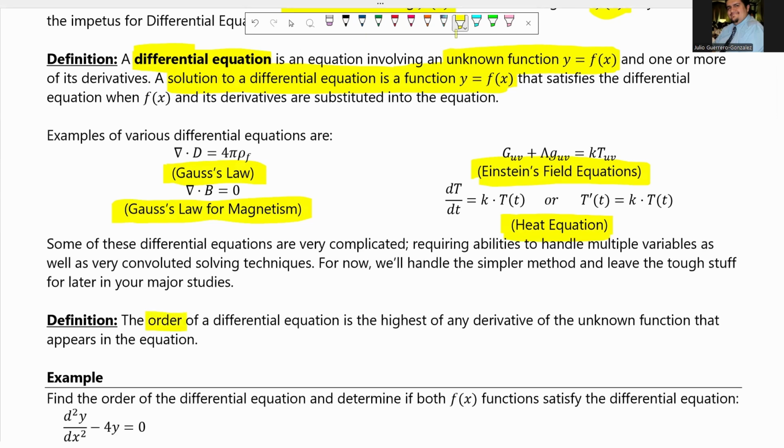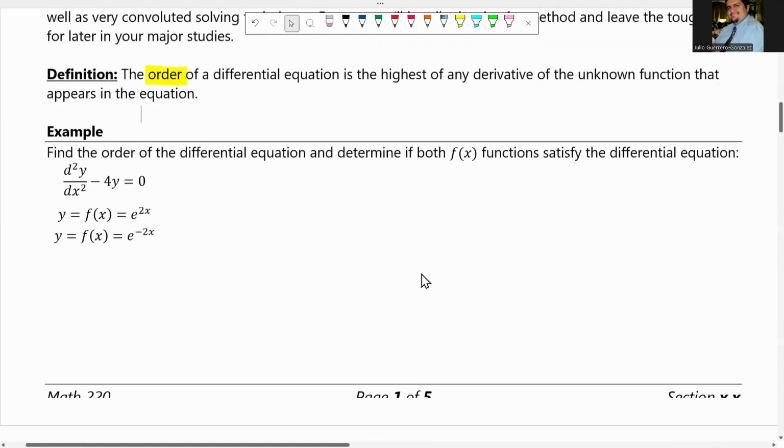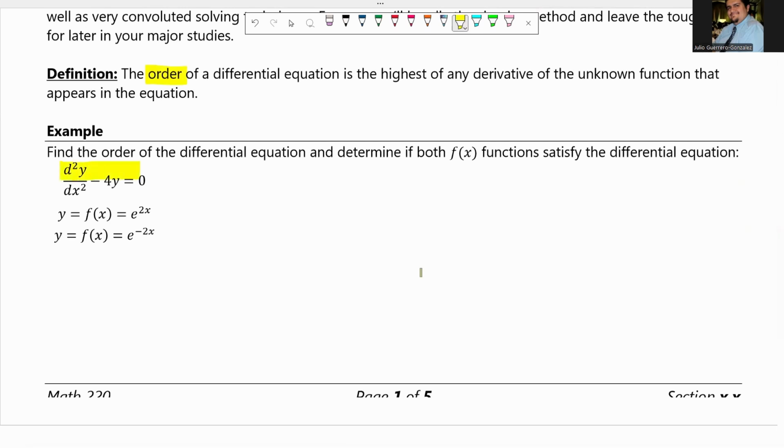The order of a differential equation is the highest of any derivatives that you see in the differential equation itself. To give you an idea, let's say I had this differential equation, and I want to do two things. First of all, find the order of the differential equation.